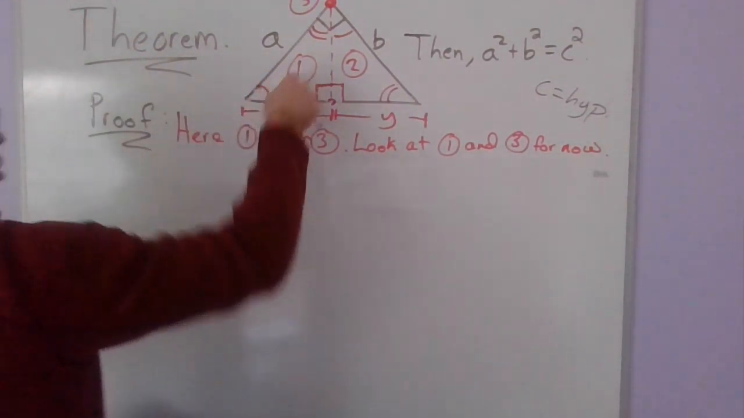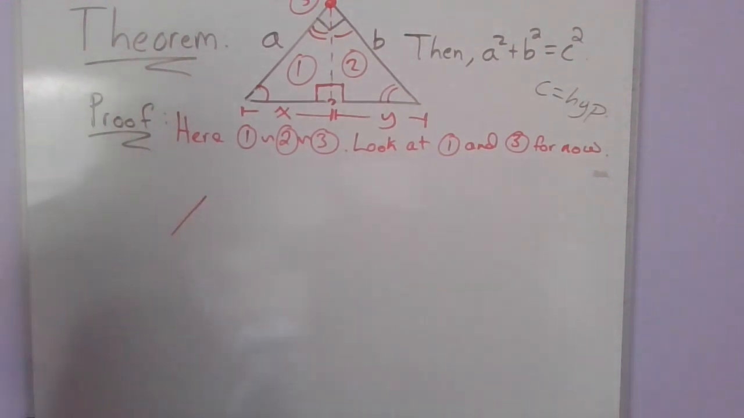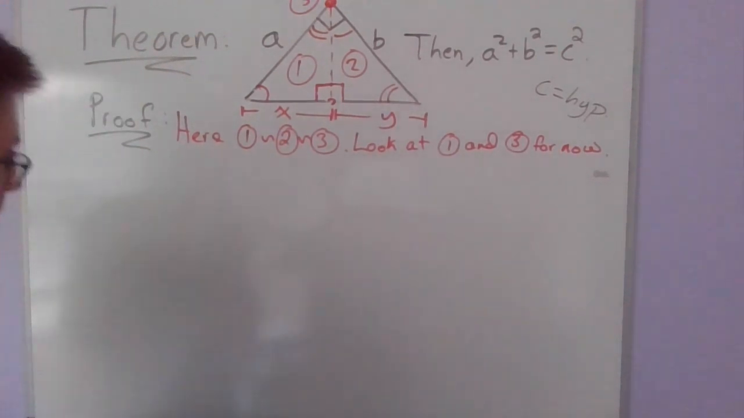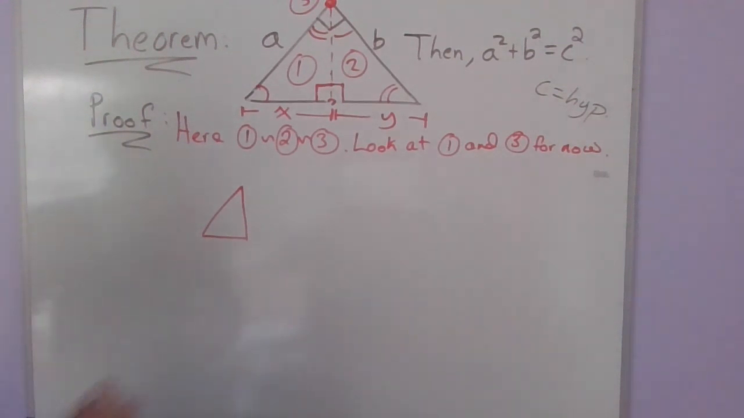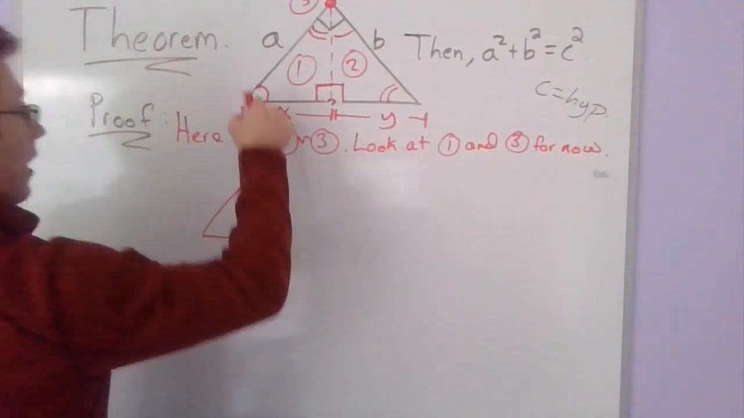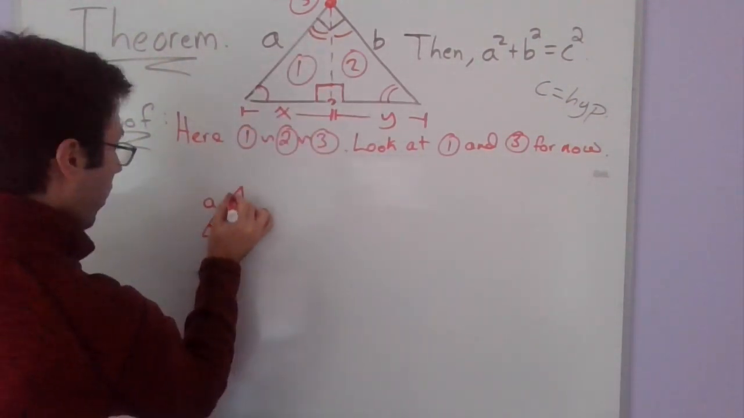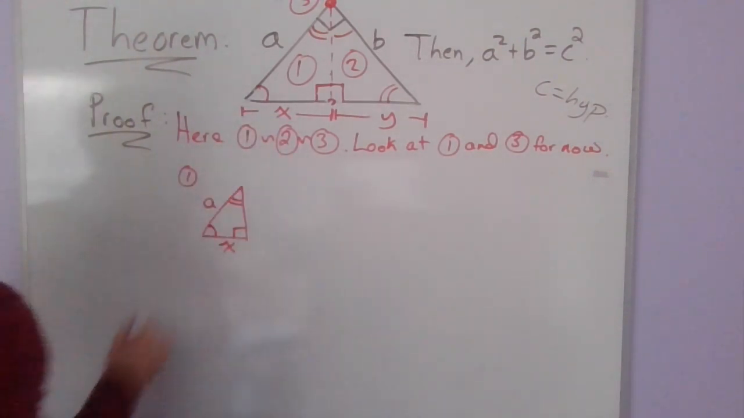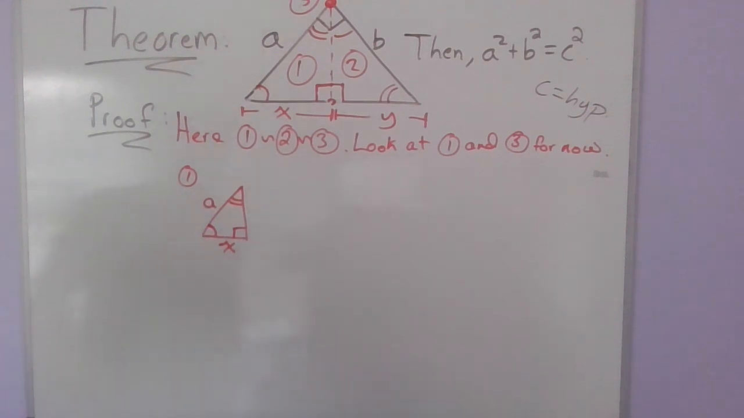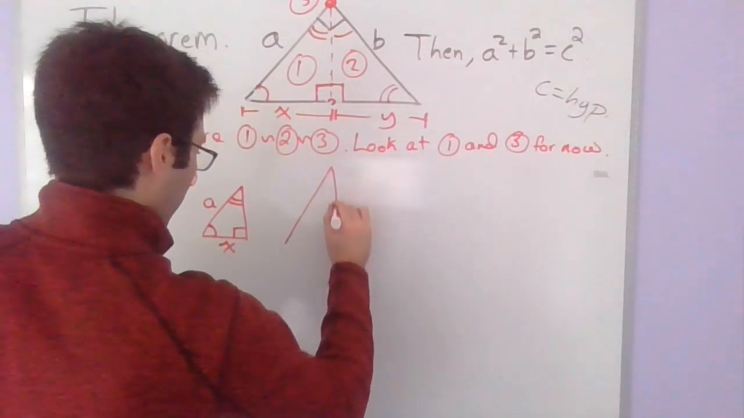Now, look at triangle 1 here. I'm going to give myself a little more room. Triangle 1 looks like this. It has the 90. It has the 1 angle arc. It has A. It has the 2 angle arc. It has X. And this is triangle 1. And triangle 3 is the large one. If I was going to draw that, I'm going to draw it like this.